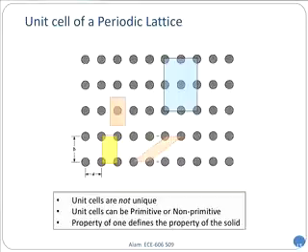It's primitive and non-primitive. Primitive means the smallest one, but even for the primitive one, you can see the yellow one, the trapezoidal one, or one that has the atom in the center. All three are primitive cells, but they are of different types. So even the primitive cells need not be unique. And the property of one, as I mentioned, defines the property of the whole. And that's why we want to understand them in some detail.